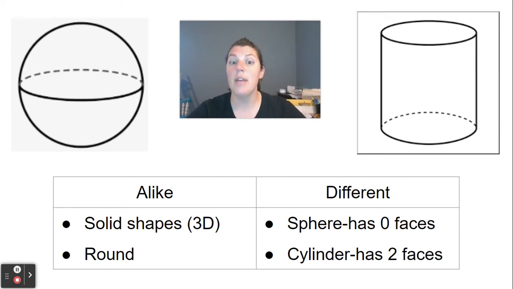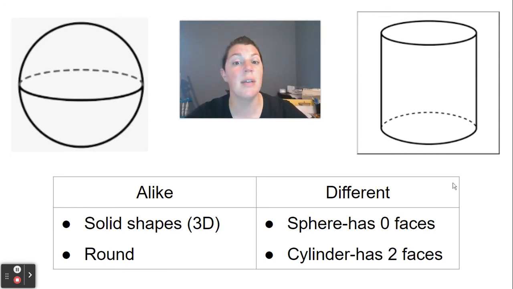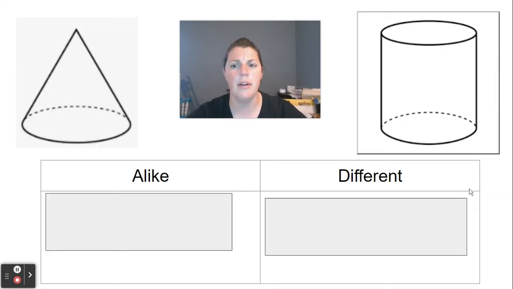Give me a thumbs up if you named one of these ways. Give me two thumbs up if you thought of another way. There are lots of things we could say about these shapes when we compare them. Let's try one more set together.